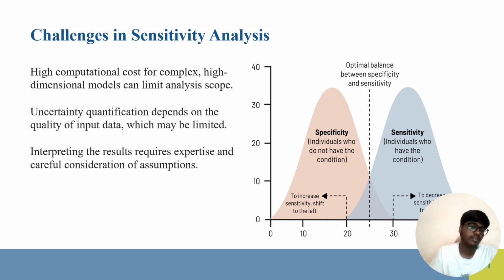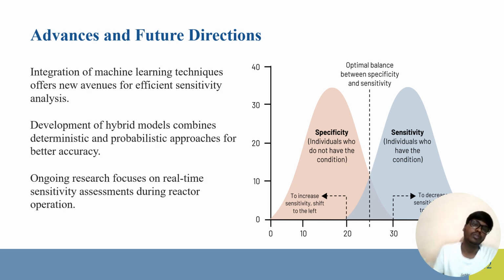And then now let's discuss the advances and future directions. Here, some of the advances and future directions are integration of machine learning techniques, which offers new avenues for efficient sensitivity analysis, and development of hybrid models that combine deterministic and probabilistic approaches for better accuracy. Ongoing research focuses on real-time sensitivity assessments during reactor operation.